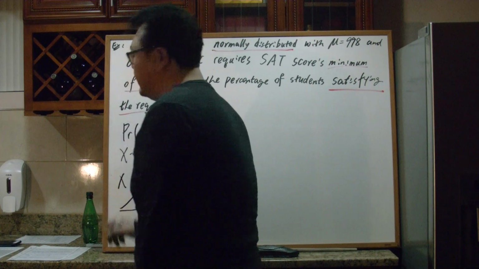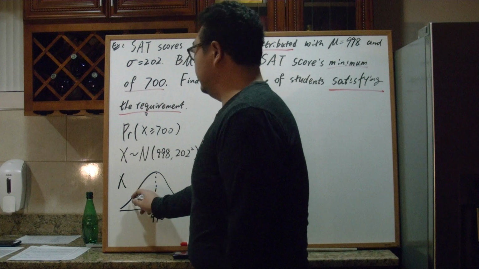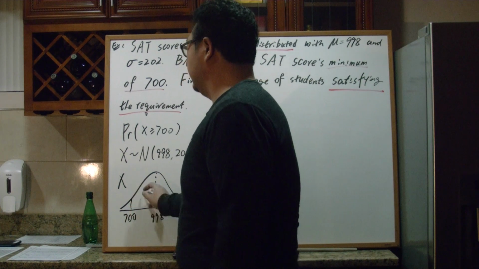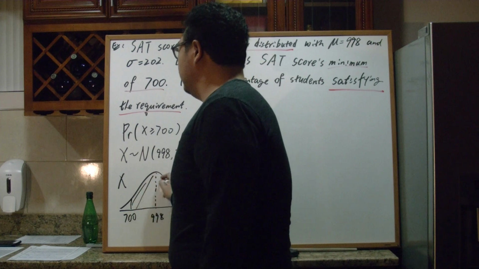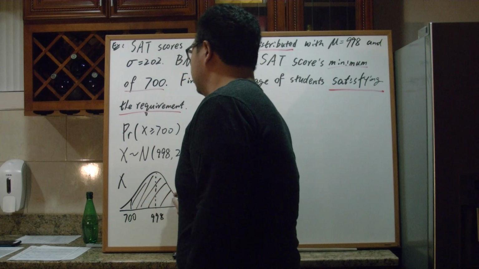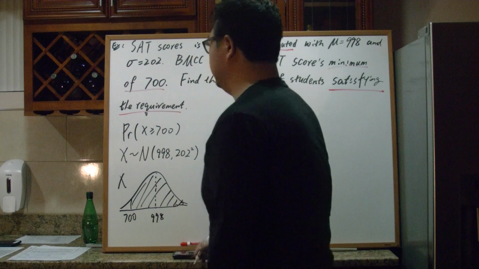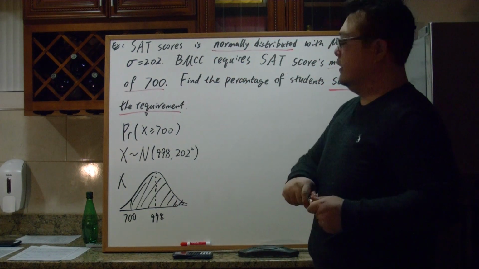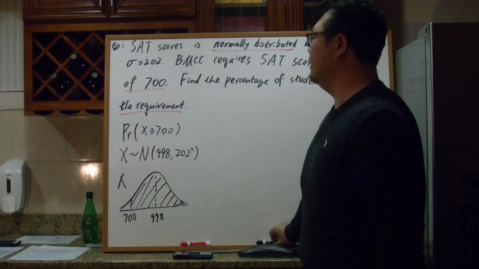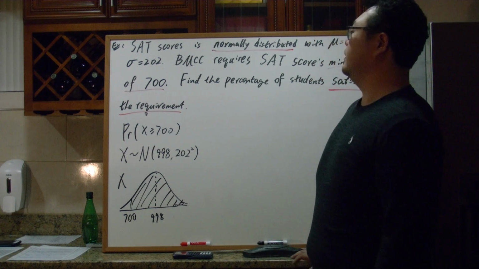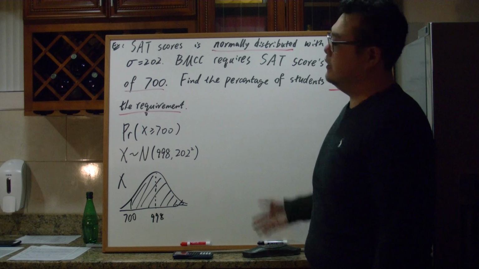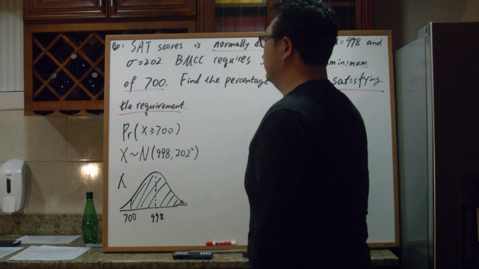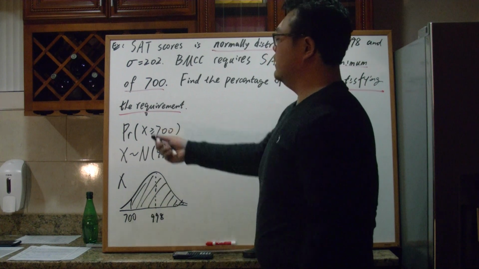So we have the density of x, and 700 is the value we're looking for. A minimum of 700 means 700 or more for the SAT score will be accepted, regardless of other things. We just see it's normally distributed. That is the x.